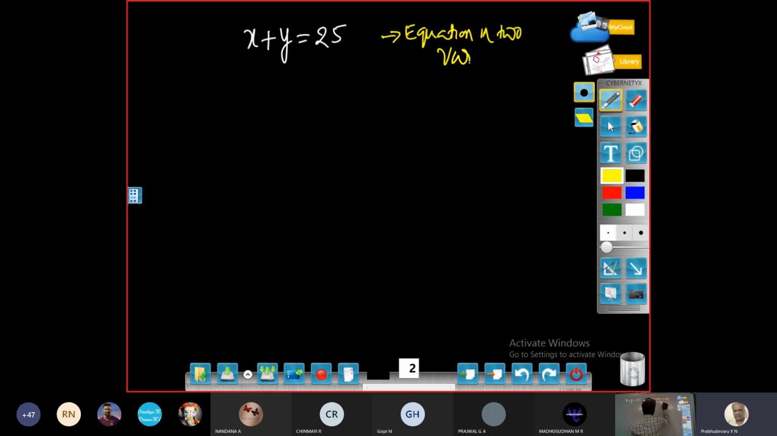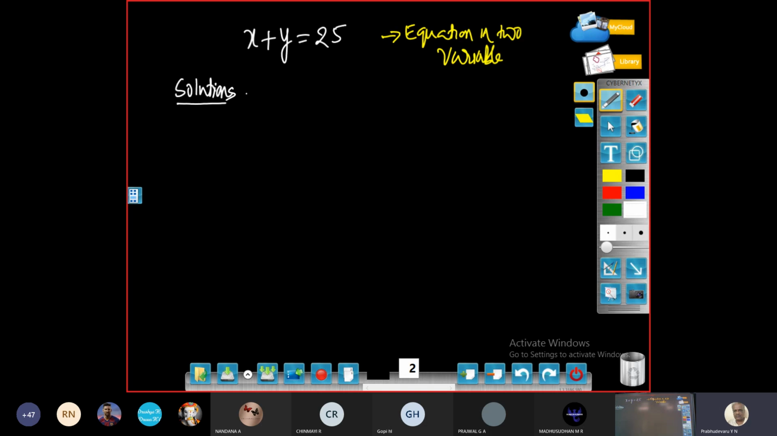So now you have to tell me how many solutions there are for this equation. You have to find the solution to this equation. What are the possible solutions? How many solutions will you get? You can get infinite solutions. Give me one example where x plus y is equal to 25.